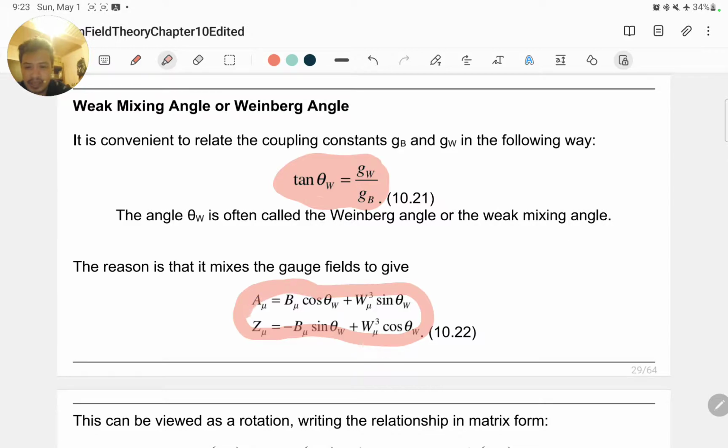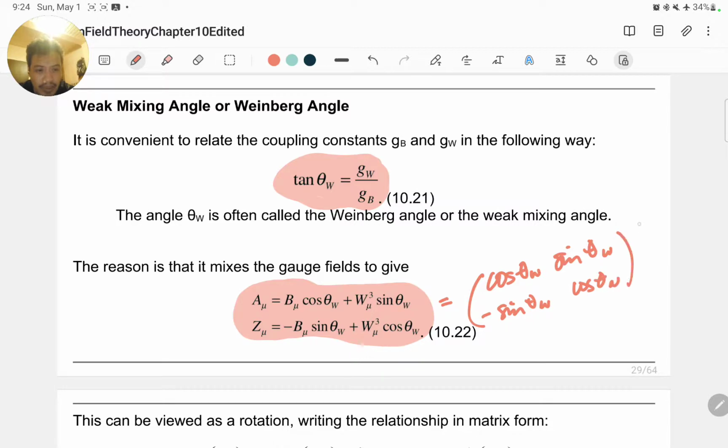So A mu is a mix between B mu and W mu 3, where B mu is multiplied by the cosine of the Weinberg angle plus W mu 3 times the sine of the Weinberg angle, and correspondingly Z mu is negative B mu sine theta W plus W mu 3 cosine theta W. So actually you can write this as the matrix cosine theta W, sine theta W, negative sine theta W, cosine theta W acting on B mu, W mu 3. So you can also write that in matrix form.